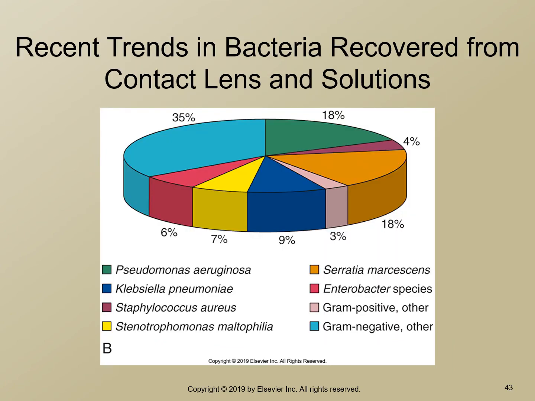This diagram shows bacteria recovered from contact lens and contact lens solutions. So you'll see the green portion is Pseudomonas aeruginosa, and that makes up a larger portion, 18% of infections, along with Serratia marcescens, making up another 18%. And the largest group, making up 35%, is unidentified gram-negative rods. So the causative agent of most of these types of infections are gram-negative rods.